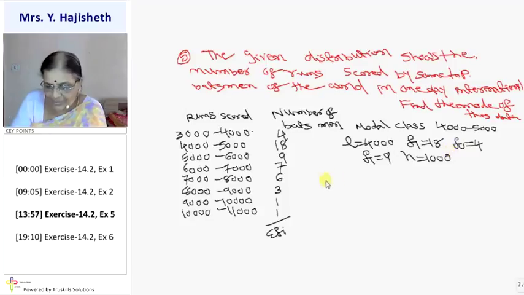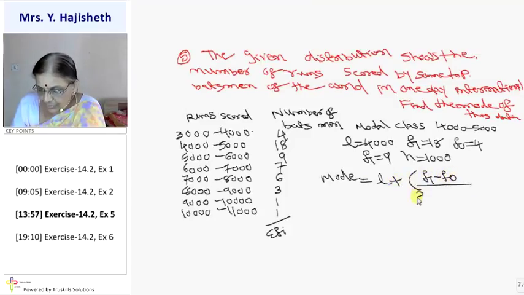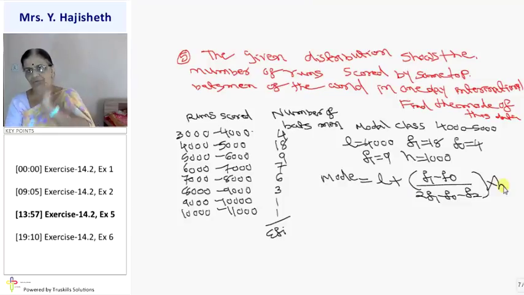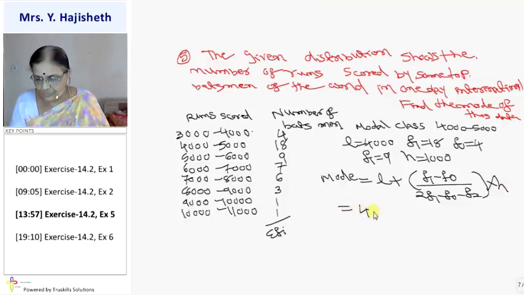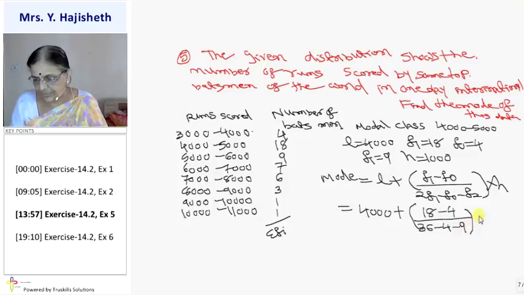Now I have to apply the formula. Mode is equal to L plus (F1 minus F0) upon (2F1 minus F0 minus F2) into h. This formula must be learnt by heart by now, right? Put the value 4000 in place of L. F1 is 18 minus F0 is 4. 2F1 is 36 minus F0 is 4 minus F2 is 9, into 1000. Okay? So it is 4000 plus 18 minus 4 is 14 upon 36 minus 13 is 23, into 1000.